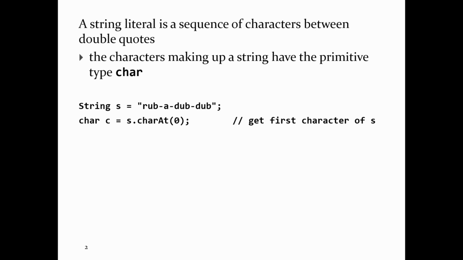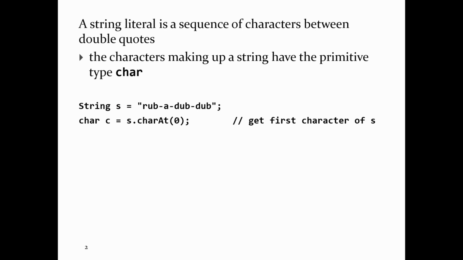Right? So in Java, a string literal is a sequence of characters between double quotes. So double quote, rub-a-dub-dub. That makes the string rub-a-dub-dub. The string object, a reference to that string object, is stored in the variable s.